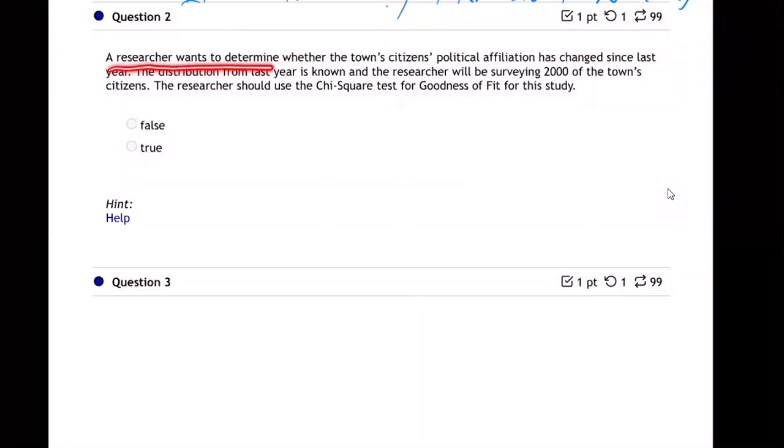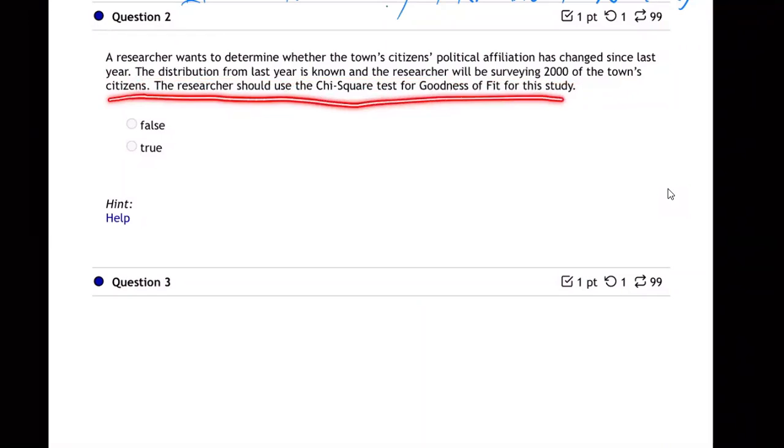A researcher wants to determine whether the town's citizens' political affiliation has changed since last year. I think Fresno changed this year, and or the Central Valley changed in its voting this year. The distribution from last year is known, and the researcher will be surveying 2,000 of the town's citizens. The researcher should use the chi-square test for goodness of fit for this study.